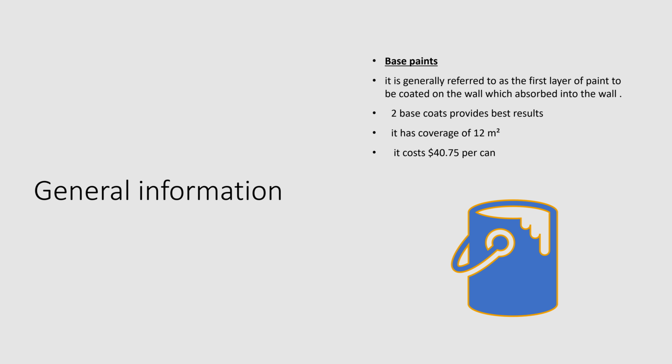From our estimate, it is suggested that two base coats on the wall provide the best results. Also, it has a coverage of 12 meters square, and one can of base paint can cost up to $40.75.